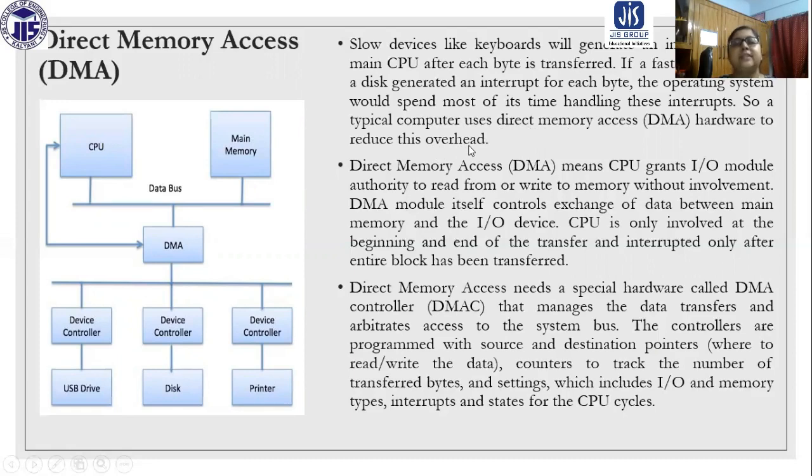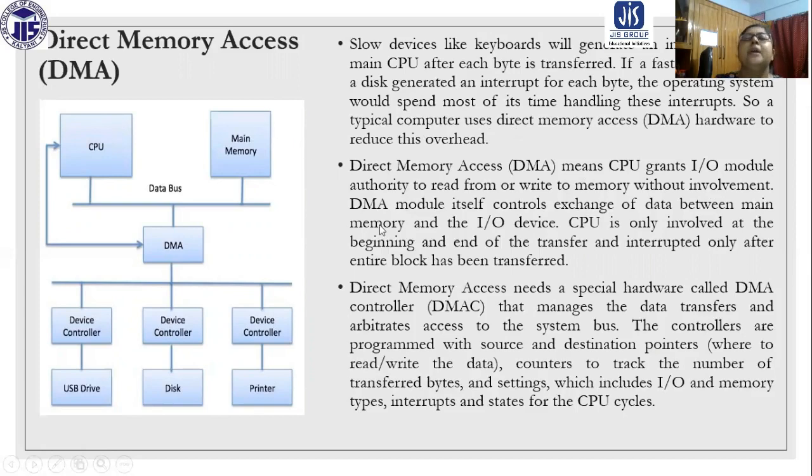So in the previous case, whenever the communication is complete, an interrupt is going to be generated. And if the data is transferred byte by byte, then for every byte an interrupt will be generated. So the operating system will be more busy in interrupt handling. For this reason, the previous memory mapped IO is not possible in such cases. So a typical computer uses direct memory access, or DMA, hardware to reduce this overhead.